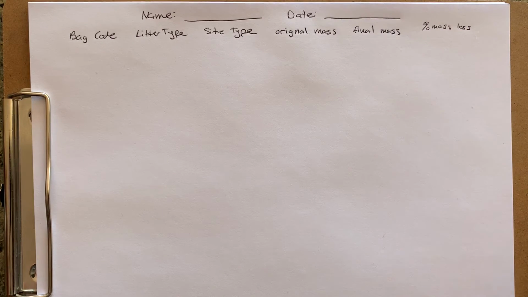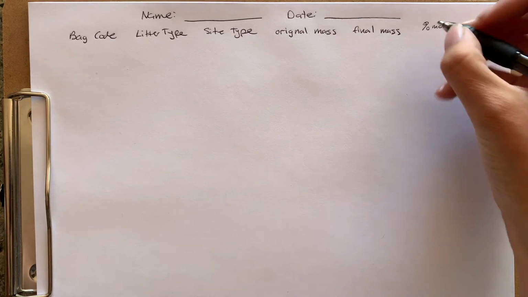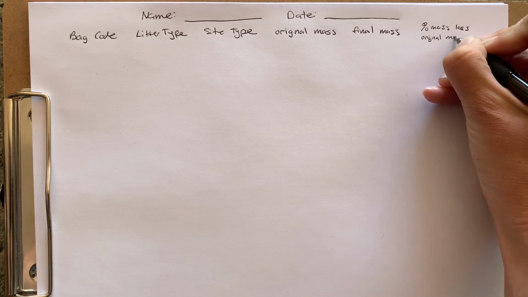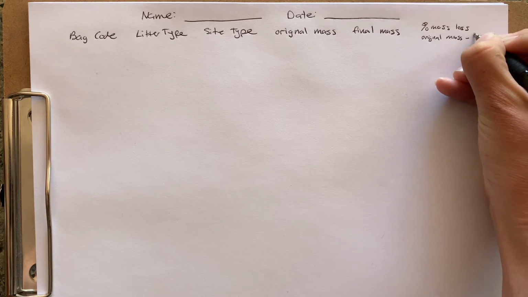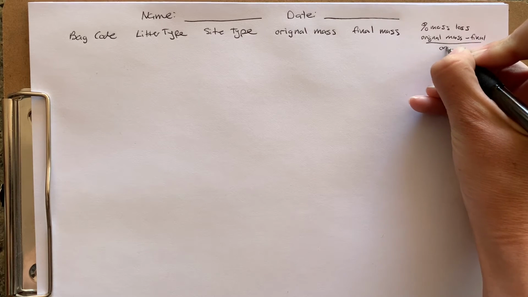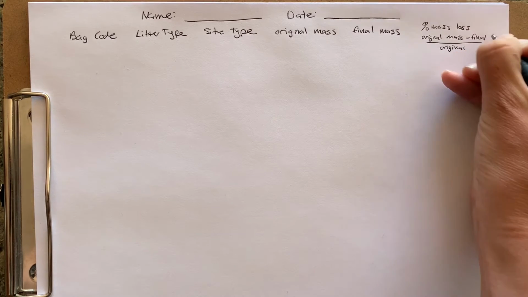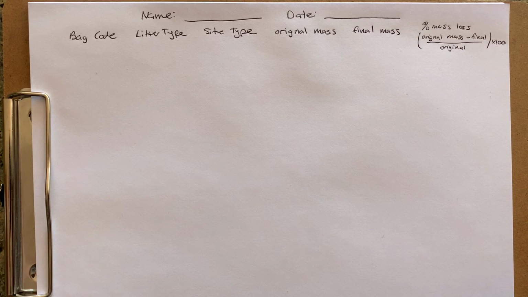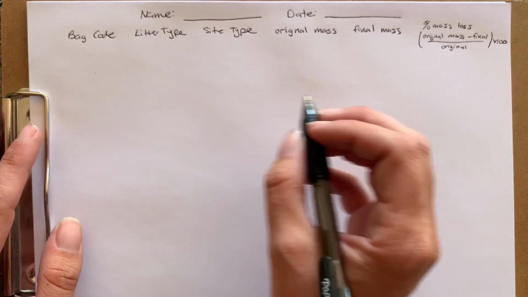And I'll put the equation here so that you have it available to you. It is the original mass minus the final mass over the original mass, and then times that whole thing by 100 to give you a percentage. And that tells us how much of the mass that we originally put into the bags has been lost, so how much has decomposed over time.